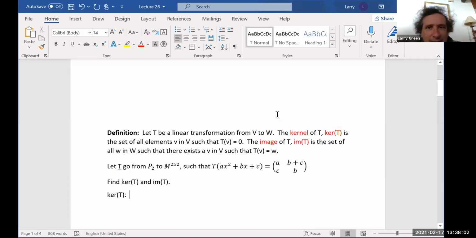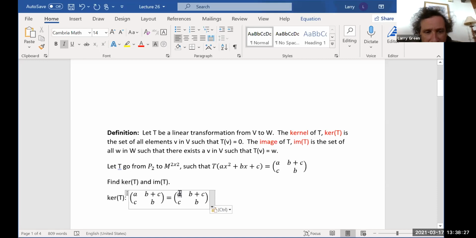So that would mean that we're looking at T applied to a polynomial. Well, T applied to a polynomial by definition looks like this: A, B, C, C, B. And that must be equal to 0, 0, 0, 0 for it to be in the kernel, that's what we're talking about. Any questions on that? Okay, so that's what we've got.